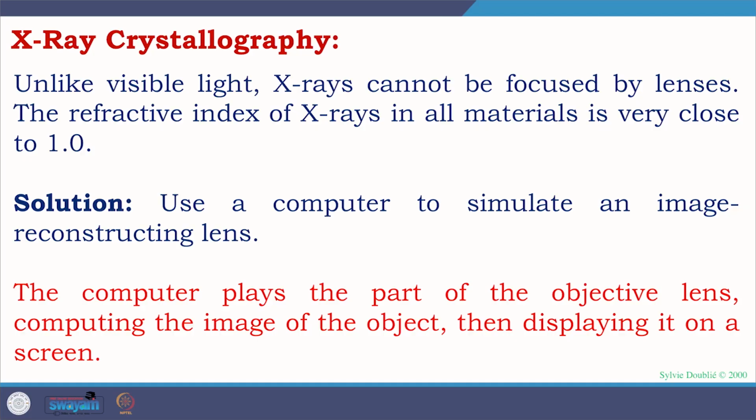The computer plays the part of the objective lens, computing the image of the object, then displaying it on the screen. So, you put your data and computer simulate it, and by simulating they are processing it like the lens is processing the light or the electromagnetic wave in light microscope or in electron microscope.